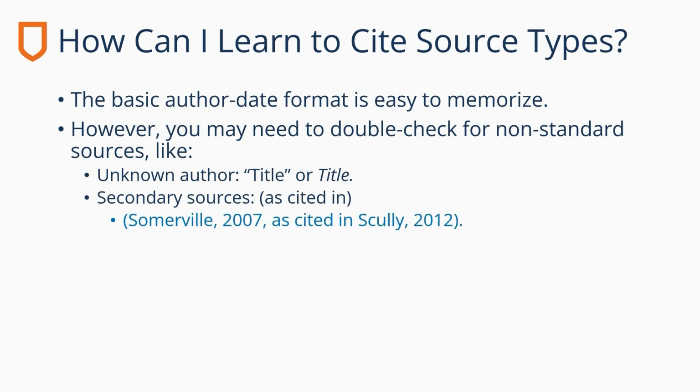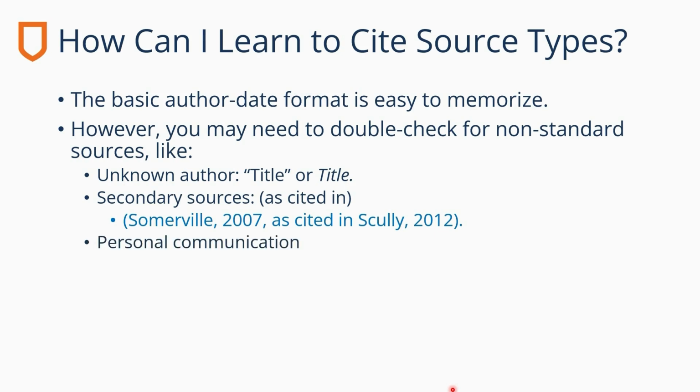Here is an example: Somerville 2007, as cited in Scully 2012. Somerville 2007 is the original source that Scully is citing. Notice the comma before "as cited in," which is an easy detail to miss. I'll say that this should be done sparingly according to APA. Best practice is to track down the original source. However, sometimes this is not always practical or possible, so the secondary source method exists to fill that gap. You can read more about citing via secondary sources at our Dear Right Cite blog post mentioned on the handout.